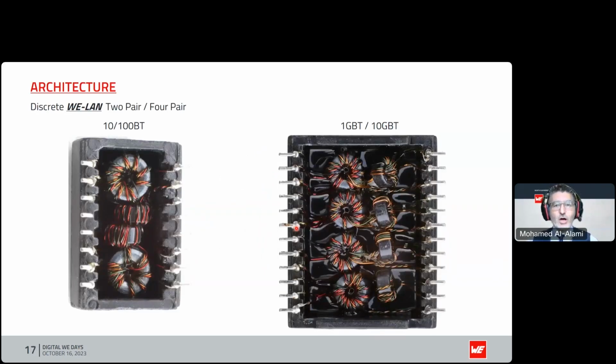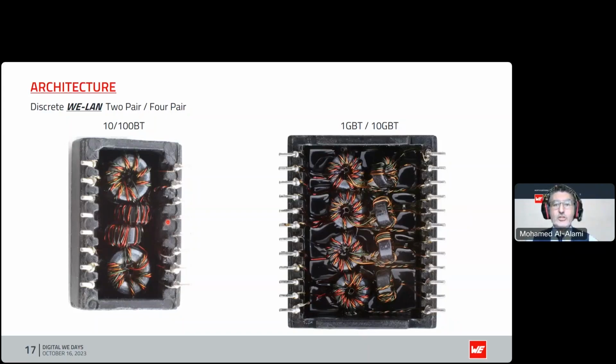This is to show you how complex the internals of these components are. I'm showing you here a discrete transformer as opposed to an RJ45 with magnetics. So this is the internals of a 10/100 1G base T. So you've got the two transformers and the two common mode chokes, the four transformers and the four common mode chokes for a 1G or a 10G base T. So as you can see, this is quite laborious and very much a complex build.